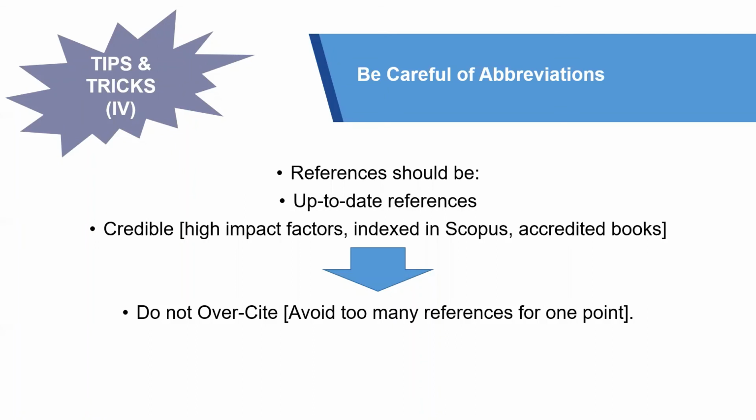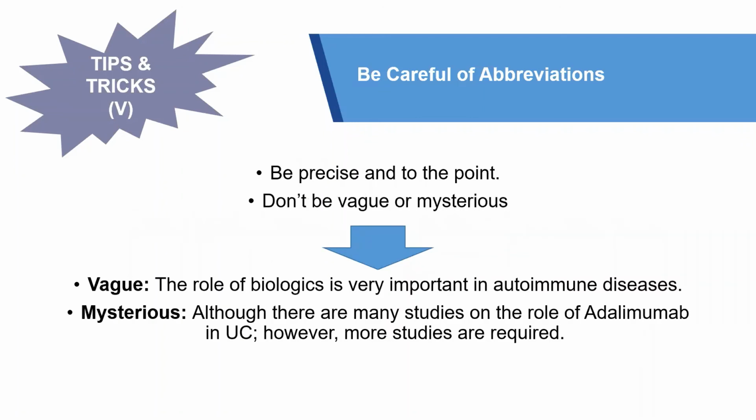And please do not overdo it and avoid too many references. And we see that a lot. We can see one sentence, a very simple and known sentence, and it's referenced by maybe 5 to 7 references. Only one is enough. Do not overdo your references.